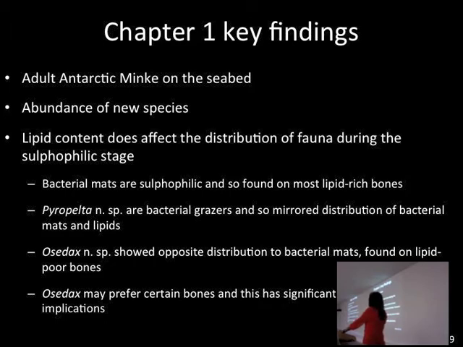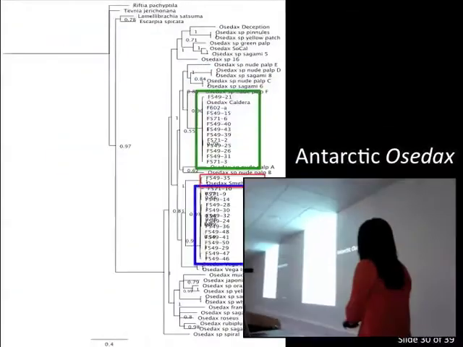In that bacterial mats, which are sulfophilic, were found on the most sulfidic bones, which were the most lipid-rich bones, so the caudal and lumbar vertebra. We can also say that Pyropelta limpets, which happen to eat bacterial mats, mirror the distribution of bacterial mats. This makes sense. You want to be where your food is. And so they were also on the most lipid-rich bones. However, the Osedax showed a completely opposite distribution to the bacterial mats. They are found on the most lipid-poor bones. And these lipid-poor bones meant that they were the most eroded, so Osedax have a huge impact on taphonomy of skeletons.